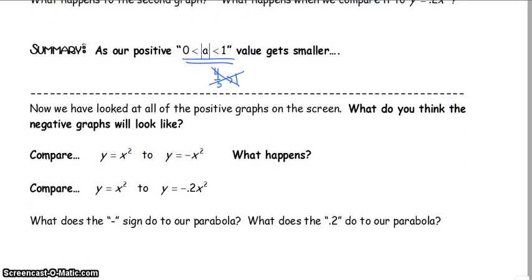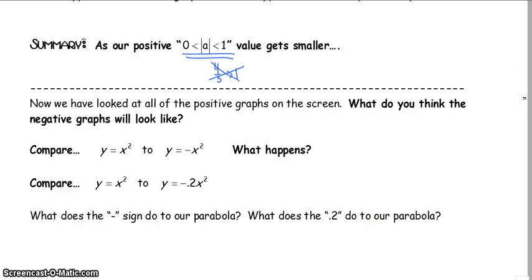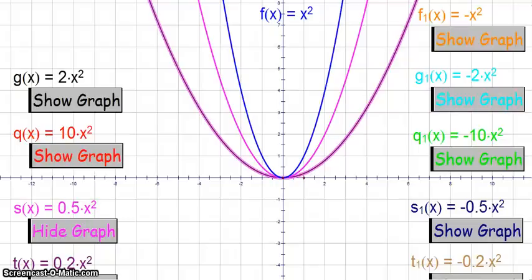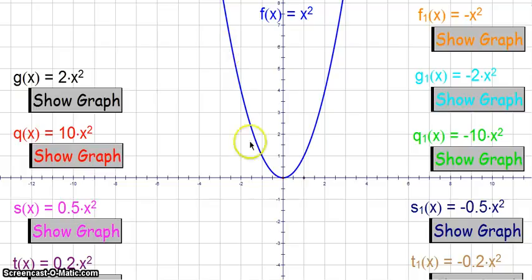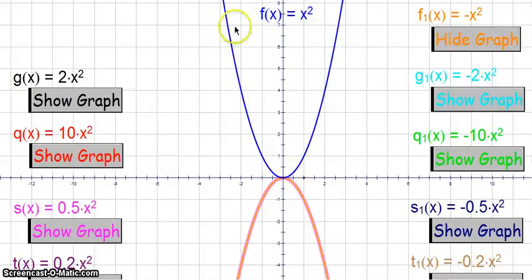Alright, so we've looked at a bunch of positive graphs on the screen. What do you think the negative graphs are going to look like? So let's go ahead and look at those. We've got our original graph of x squared, and if we compare it to a negative x squared, just like what happened with the absolute value graphs, it's going to make our parabola, instead of opening up, open down because it's reflecting over the x-axis. And let's compare that to, our note sheet says, a negative 0.2x squared.